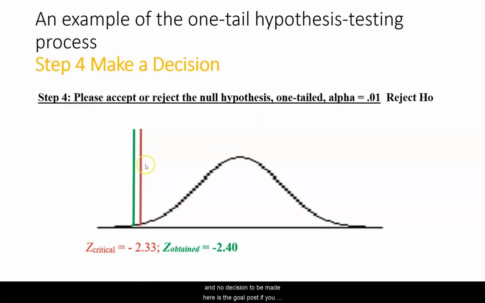So again, no decision to be made. Here's the goalpost, if you will. Here's just exceeding the goalpost out here on the left. And that is going to be a firm decision of rejecting the null hypothesis. We actually did obtain statistical significance.